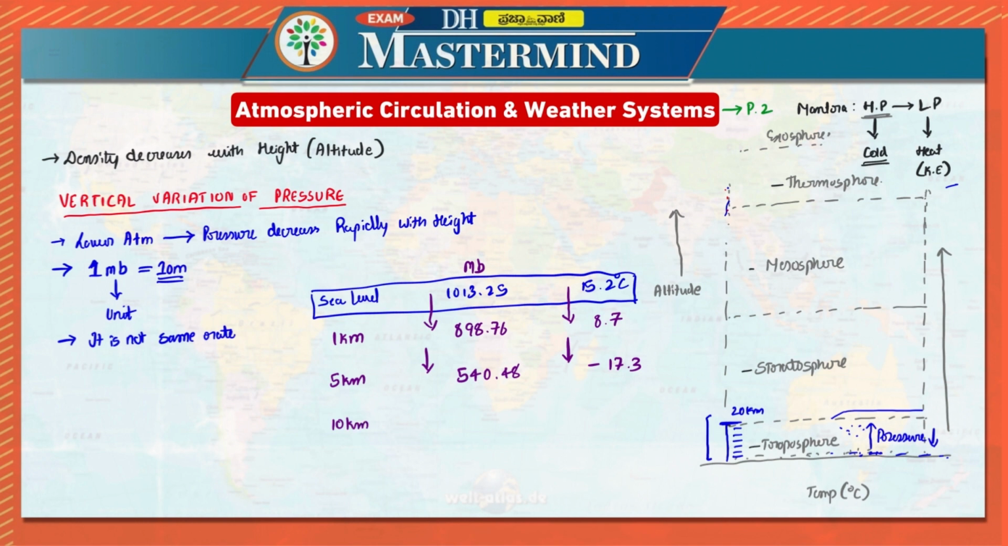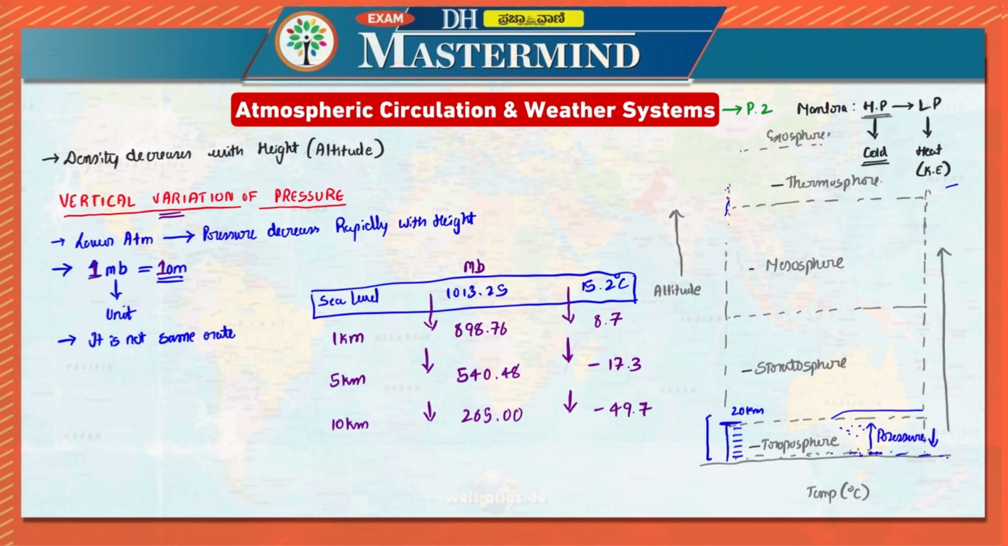Then if you go to 10 kilometers, again it will reduce to 65.00, because about every 10 meters 1 MB is reducing. If you look here, the temperature is minus 49.7 degrees centigrade. Okay, this shows how the pressure varies vertically.